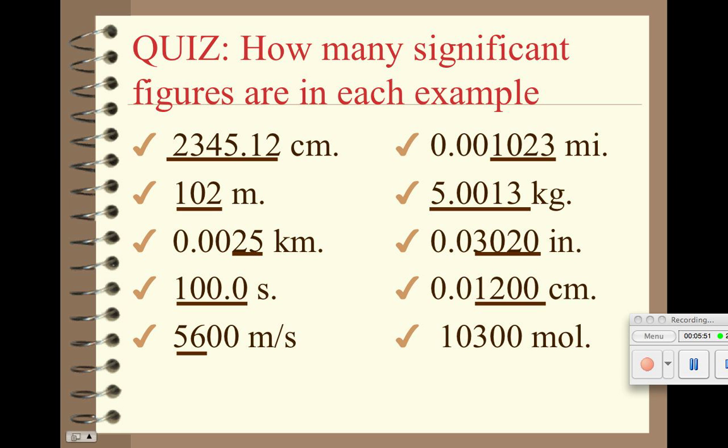And again, leading zeros are never significant, even with a decimal, but these 2 trailing zeros are significant because of the decimal. So I have 4 significant digits. And finally, this one, 3 significant digits. Trailing zeros are not significant if I don't have a decimal place.